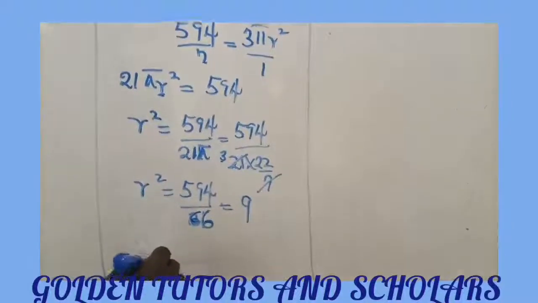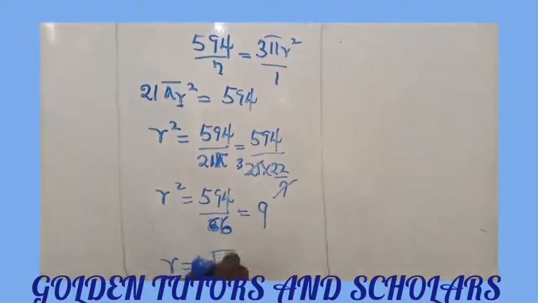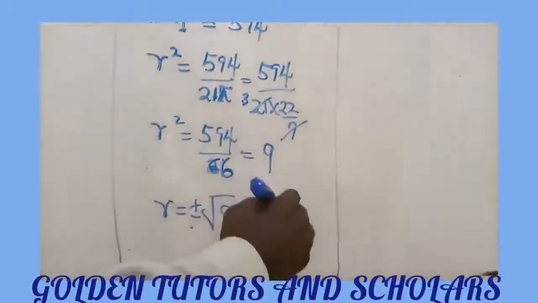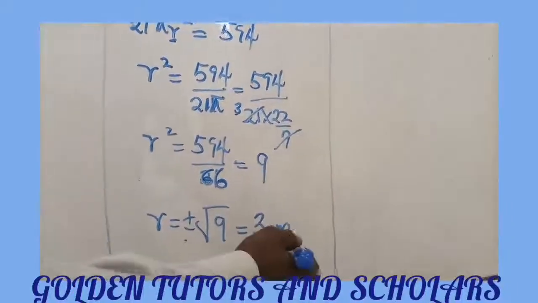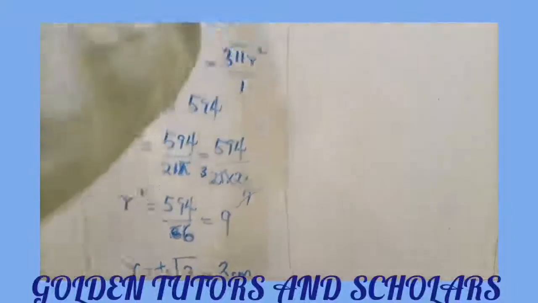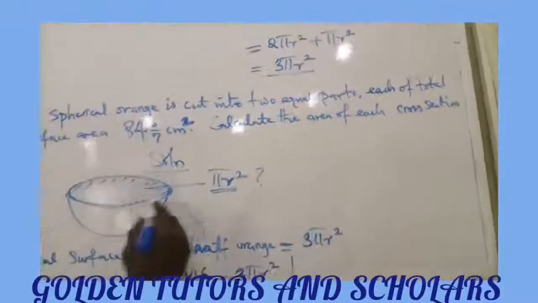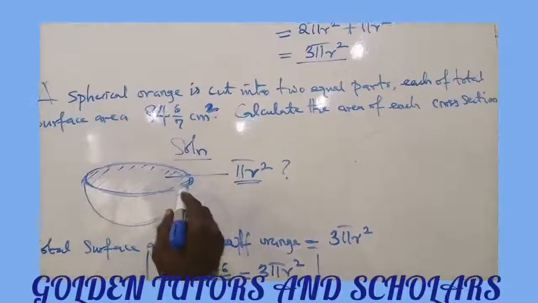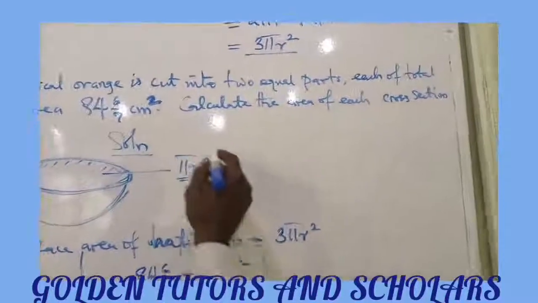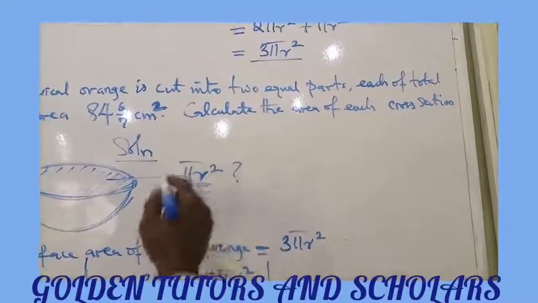Therefore, our r will be what? Plus and minus square root of 9. And that gives us 3 centimeters. This is the radius. But the question says calculate the area of each cross section. This is the cross section of one half of the orange. The other half of the orange also has the same cross section.